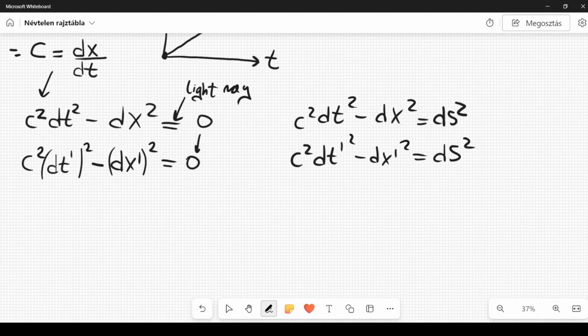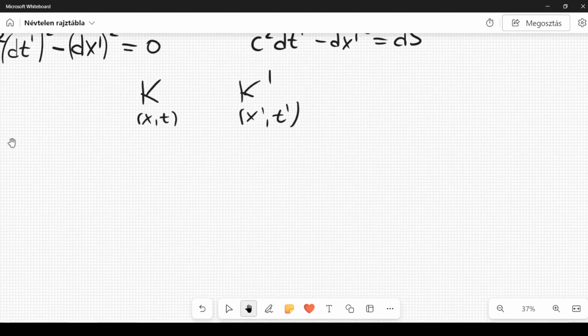Now, since this quantity is 0 for a light ray, we know that for a generic object we have ds squared, and ds squared must be 0 for the light ray, and that's okay. But let's assume that we now have two frames of reference. One frame, we call it K, with coordinates x and t, and then we have the other frame, K prime, with coordinates x prime and t prime. Now, the invariant length for K we call ds, and the invariant length for K prime we call ds prime. I'm calling it invariant, quote-unquote, but we have to show that this is actually invariant.